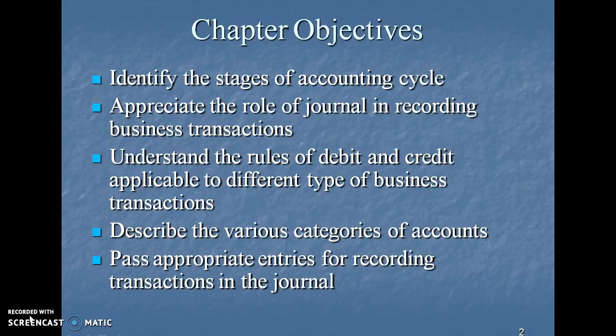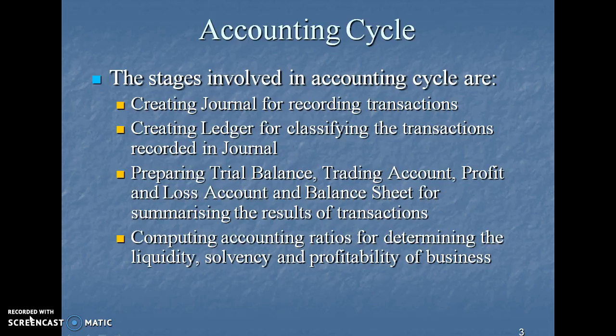Chapter objectives are: identify the stages of the accounting cycle, appreciate the role of the journal in accounting business transactions, understand the rules of debit and credit applicable to different types of business transactions, describe the various categories of accounts, and pass appropriate entries for recording transactions in the journal.